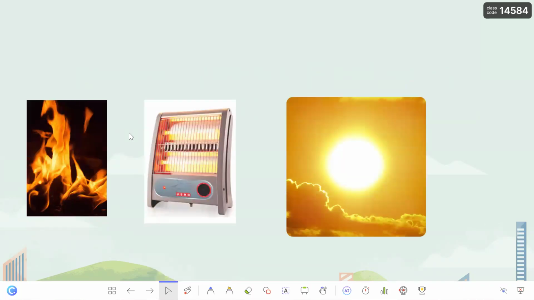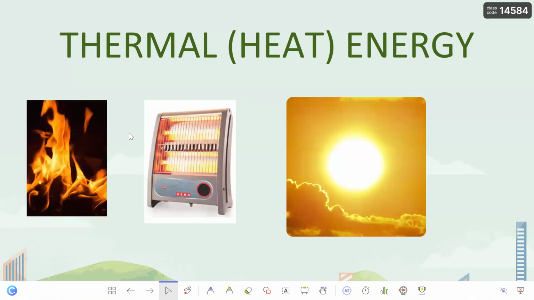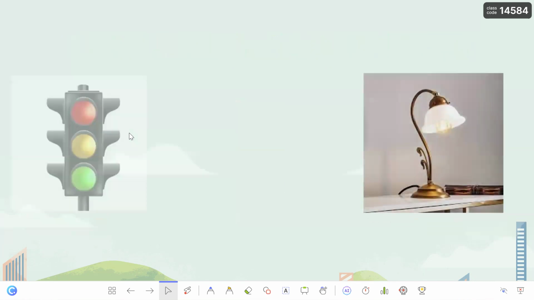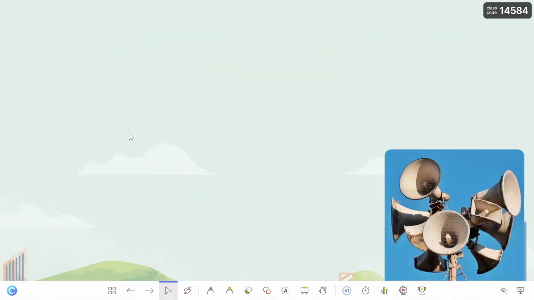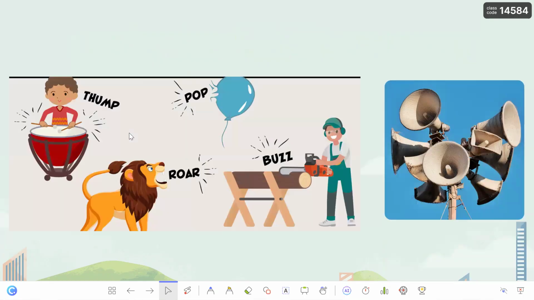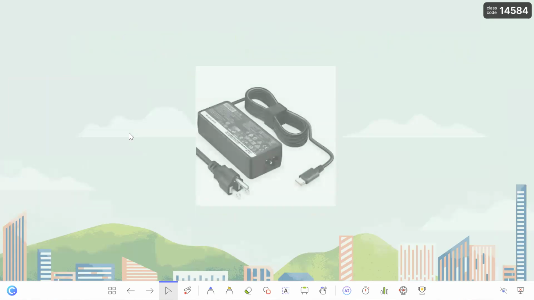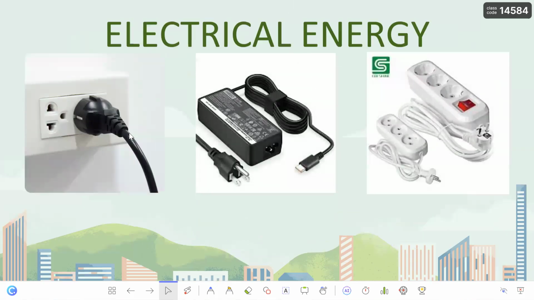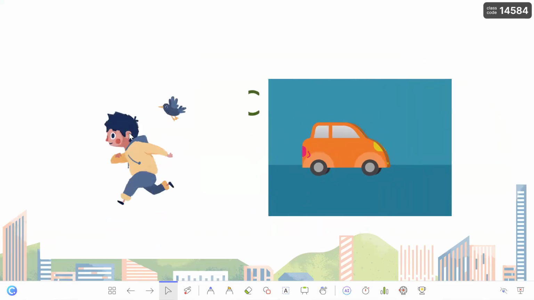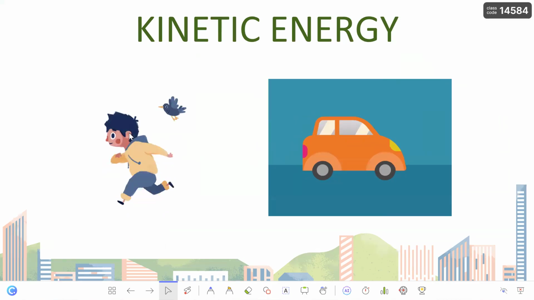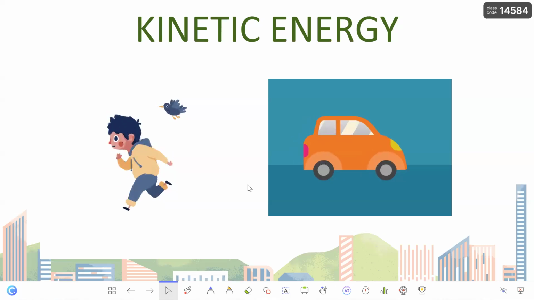As you notice in the following figures, these are examples about the thermal or heat energy. Here we have examples of light energy. In the following slides, these are examples of the sound energy, and these are electrical energy. The following figures show kinetic energy, which is the energy of motion. As you notice, the boy, the bird, the car, all of them are in motion. That's why we call it kinetic energy.